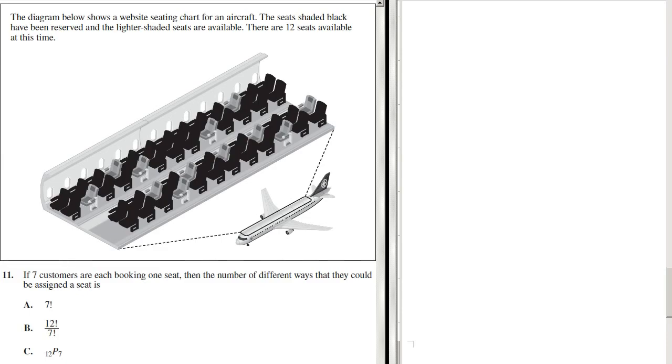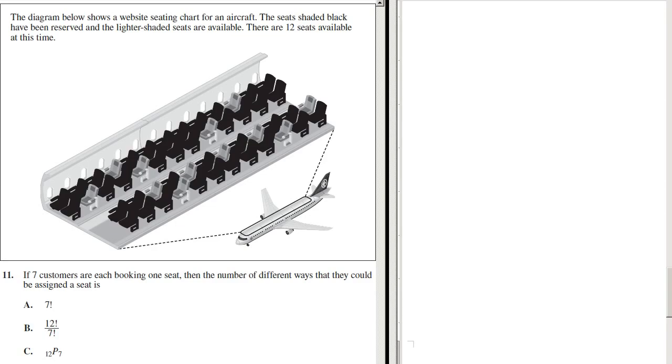And the reason the order matters is because we're being asked for the number of different ways that the seats could be assigned to the customers. So 12 seats, you choose 7, and then the order does matter. Therefore, the answer is 12P7.